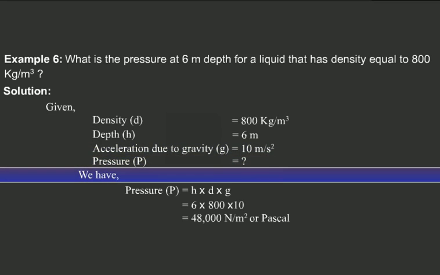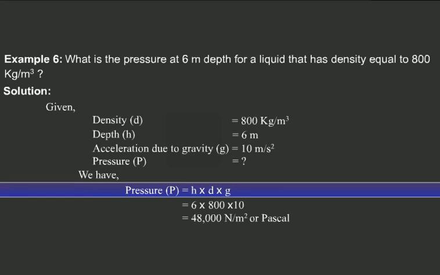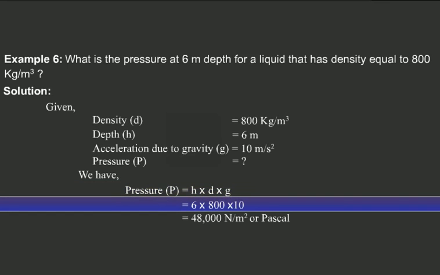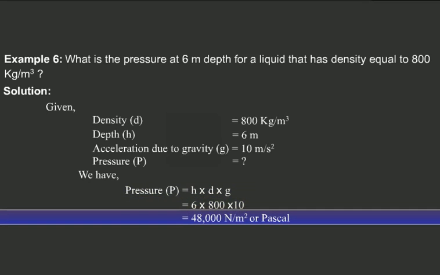Students, we have the relation pressure is equal to the product of the depth, density, and acceleration due to gravity. We have the values, so let us calculate pressure. We write P is equal to 6 into 800 into 10, which gives us 48,000 Newton per meter square, or 48,000 Pascal. Therefore, the pressure at 6 meter depth for a liquid that has a density equal to 800 kgs per meter cube is 48,000 pascals.